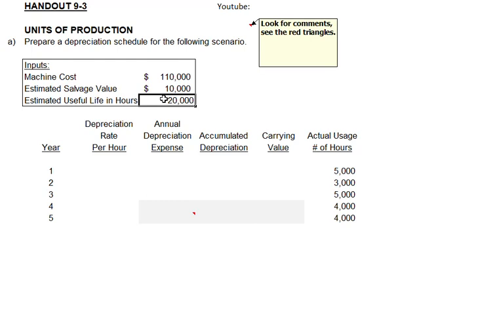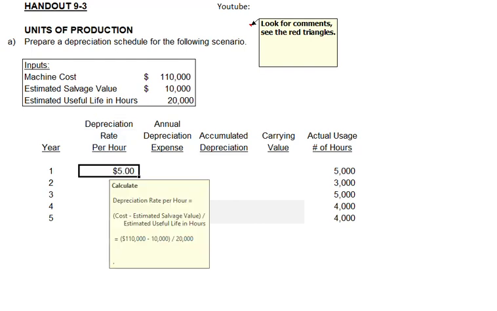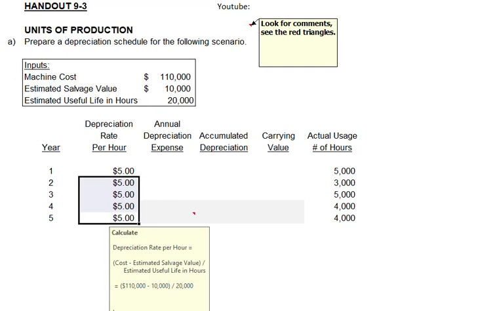So we need to calculate our depreciation rate per hour rather than the amount per year. So we take the $100,000 cost, the depreciable cost, and spread it over 20,000 hours, and we get $5 per hour. So every year for the next 5 years, when we use our machine for 1 hour, we will charge $5 in depreciation expense to the revenues we've generated.